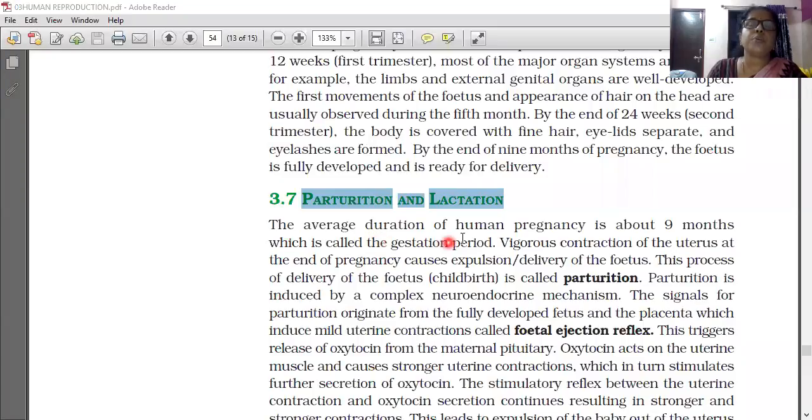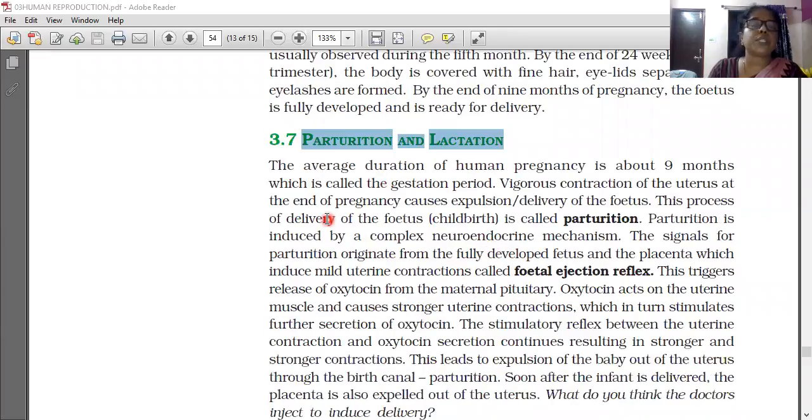The average duration of human pregnancy is about 9 months, which is called the gestation period. Vigorous contractions of the uterus at the end of pregnancy expel the baby outside. By this vigorous contraction, the baby is expelled out of the uterus. This process of delivery of the fetus, or childbirth, is called parturition.